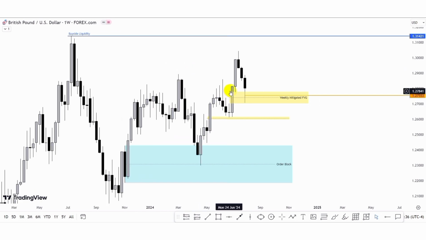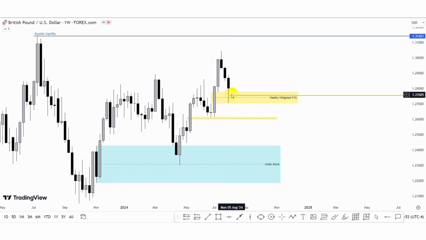What we can see, last week we saw this weekly unmitigated fair value gap. So we anticipated to see either price get rejected at this level, or we see price push into the unmitigated weekly fair value gap. And now what we can see is that price pushed into the weekly unmitigated fair value gap. And now this is a mitigated fair value gap.